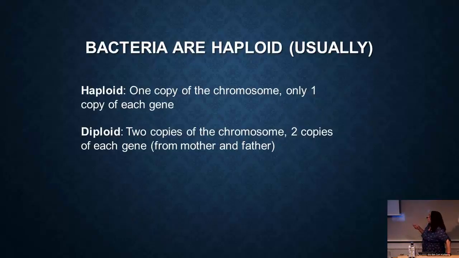Another piece of information is that usually bacteria are haploid. Haploid means that there's 1 copy of the chromosome in a bacteria and only 1 copy of each gene, usually. In eukaryotes, like people, you are diploid, meaning you have 2 copies of every chromosome, so that you have 1 copy of every gene from your mother and 1 copy from your father.